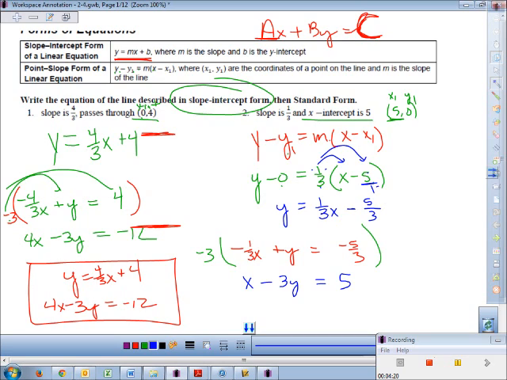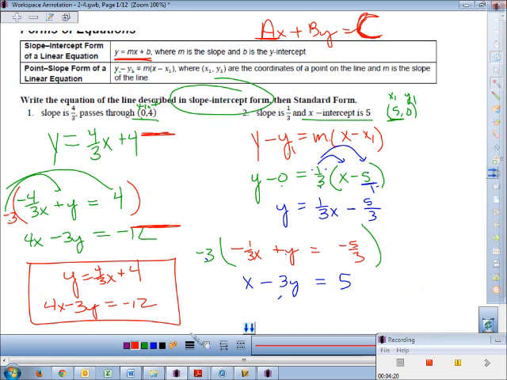Just watch those signs. Like I said, it is not the most difficult process. We just got to take our time and watch our signs. So negative times negative is positive, and you get 1x, and then negative 3 times that, of course, is negative 3y, and then the 3's cancel each other out, and the negative times negative is positive. Cool? So let's double up our answers.